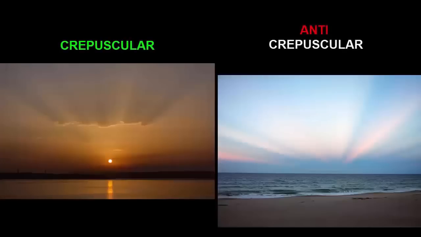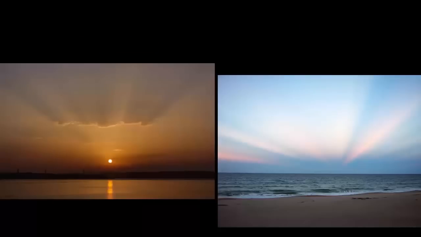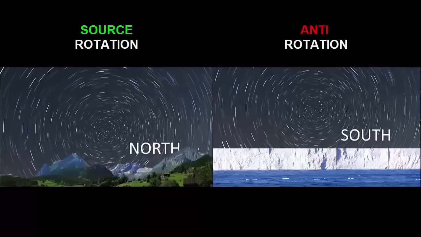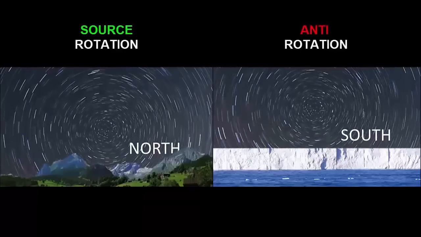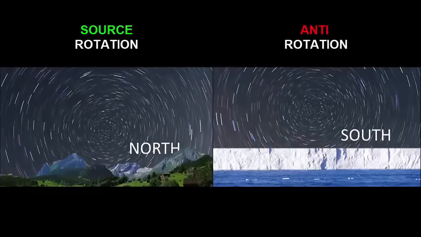Okay, and they converge on the opposite horizon to a point much like when they come from the sun. They come and they diverge out and then they converge on the opposite horizon, while the southern celestial rotation is nothing but an anti-rotation of the northern celestial rotation.